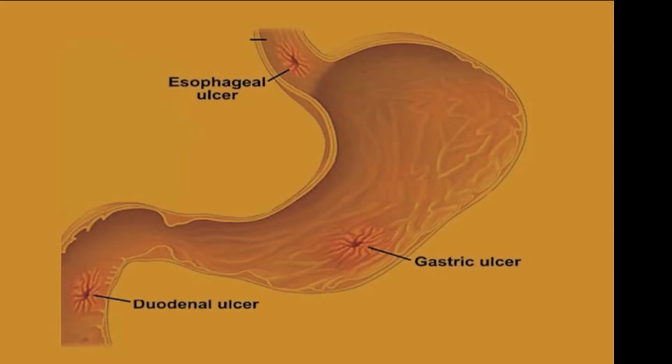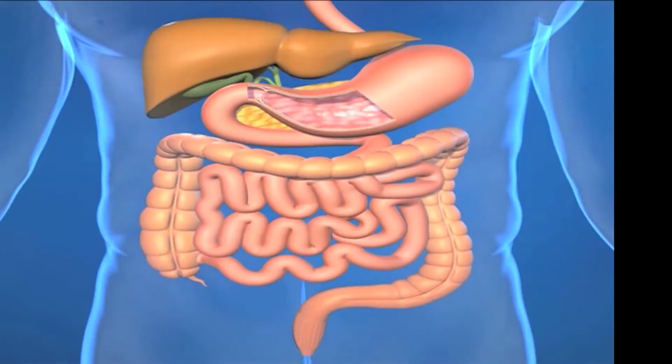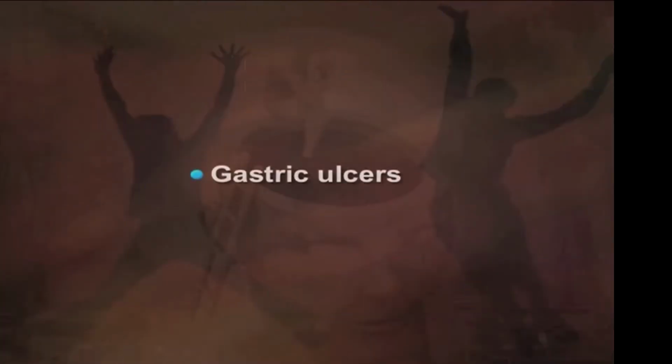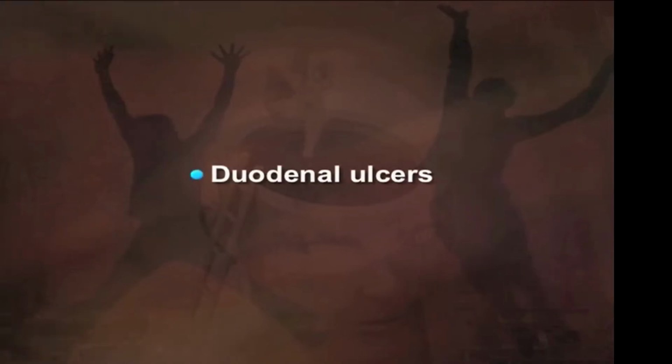Now how do we differentiate between these 3 types of peptic ulcers? They can be differentiated on the basis of where exactly they occur within the gastrointestinal tract. Say for example, a gastric ulcer usually occurs on the lesser curve of the stomach, and as a rule only one ulcer is present. Similarly, duodenal ulcers, as the name suggests, are often associated with a scarring of the duodenum.